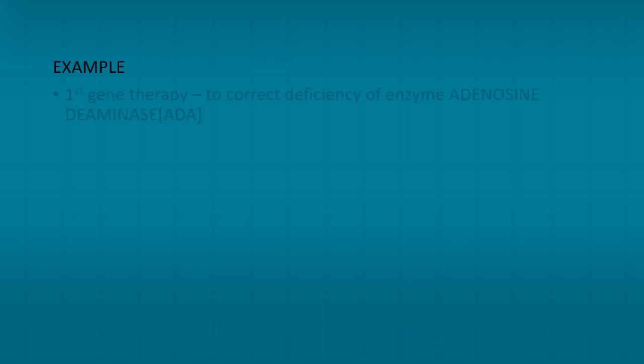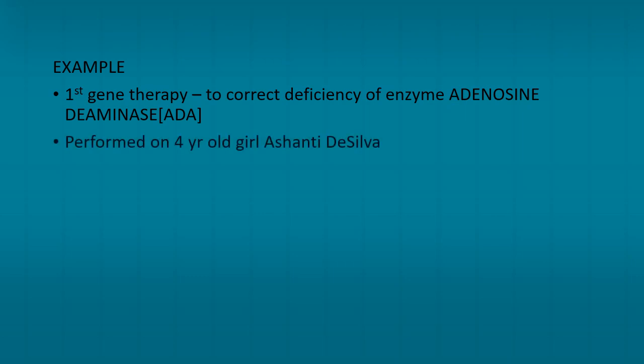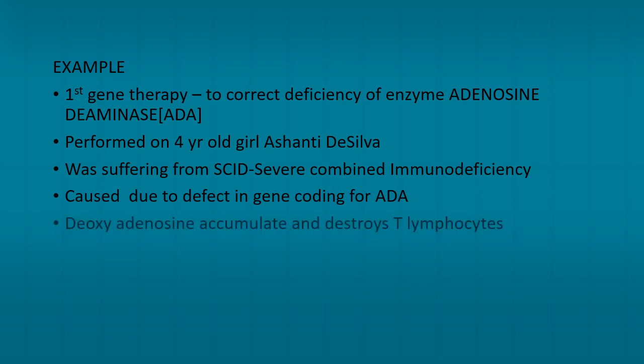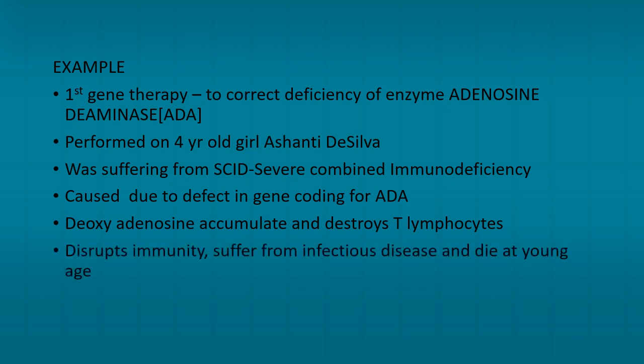The first gene therapy was to correct a deficiency of an enzyme called adenosine deaminase, that is called ADA. This was performed on a 4-year-old girl, Ashanti De Silva. She was suffering from SCID, that is severe combined immunodeficiency. This is caused due to a defect in the gene coding for ADA. Deoxyadenosine accumulates and it destroys the T lymphocytes. This disrupts the immunity and infectious diseases are caused and she dies at a young age.